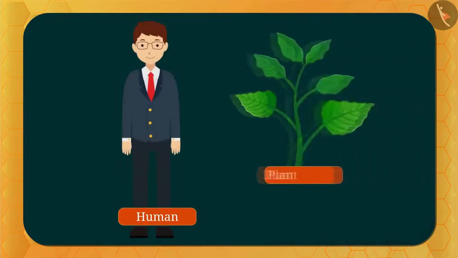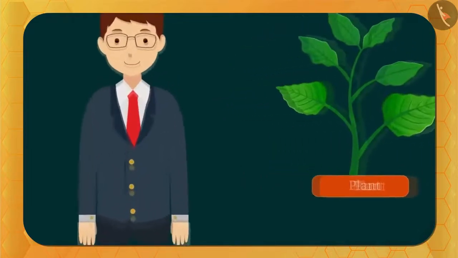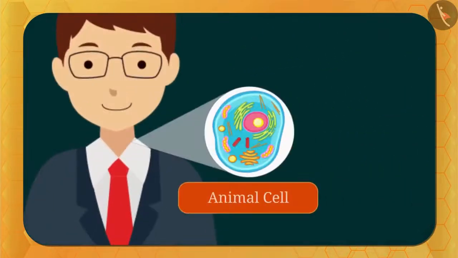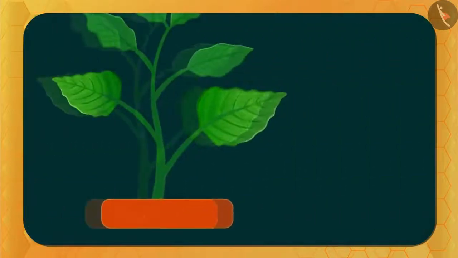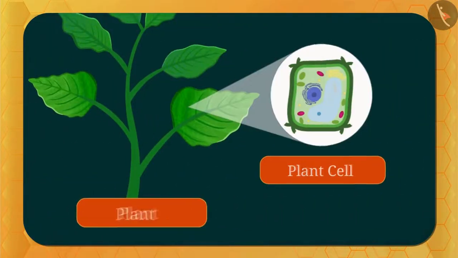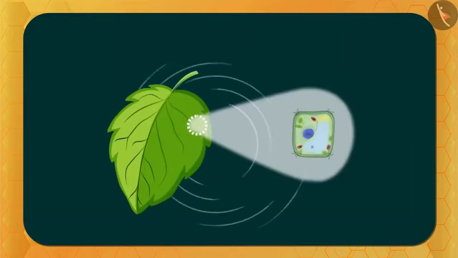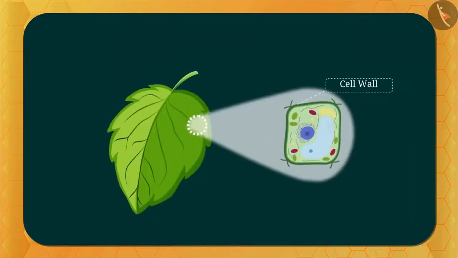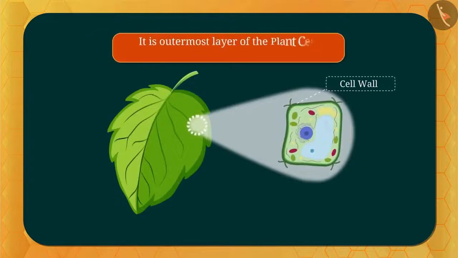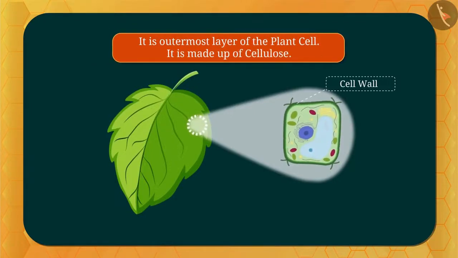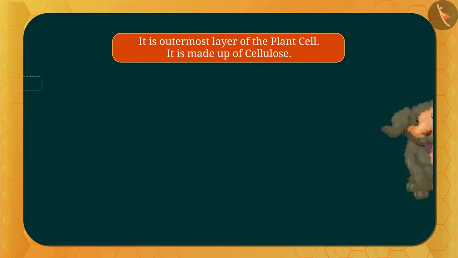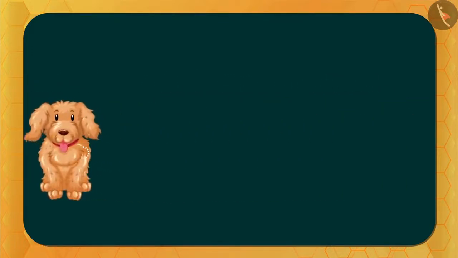This is a human and this is a plant. After zooming, the cell that you are looking at is an animal cell and this is a plant cell. How is their structure? Do you know? Let's see. This is a plant cell. Its outermost layer is called the cell wall. This cell wall is found only in plant cells. It is not found in animal cells.